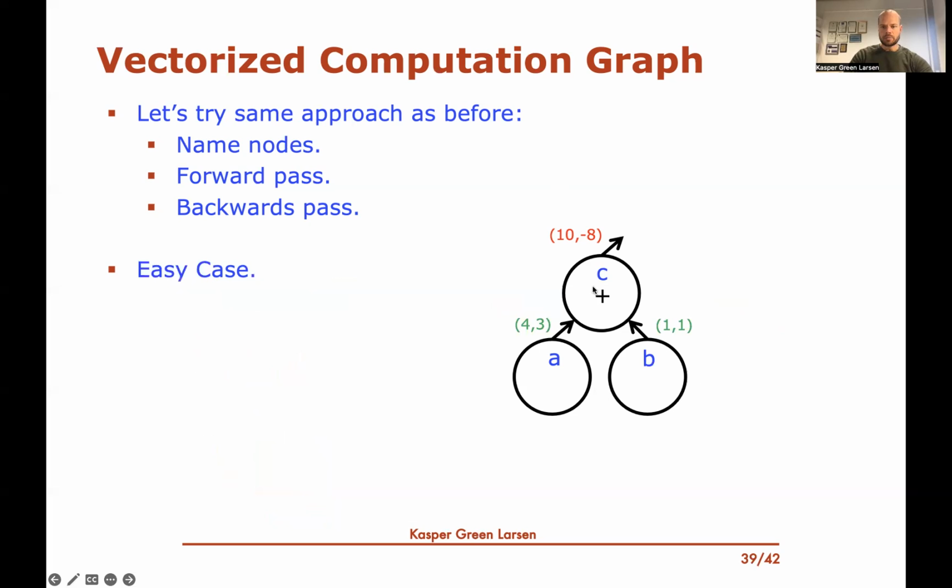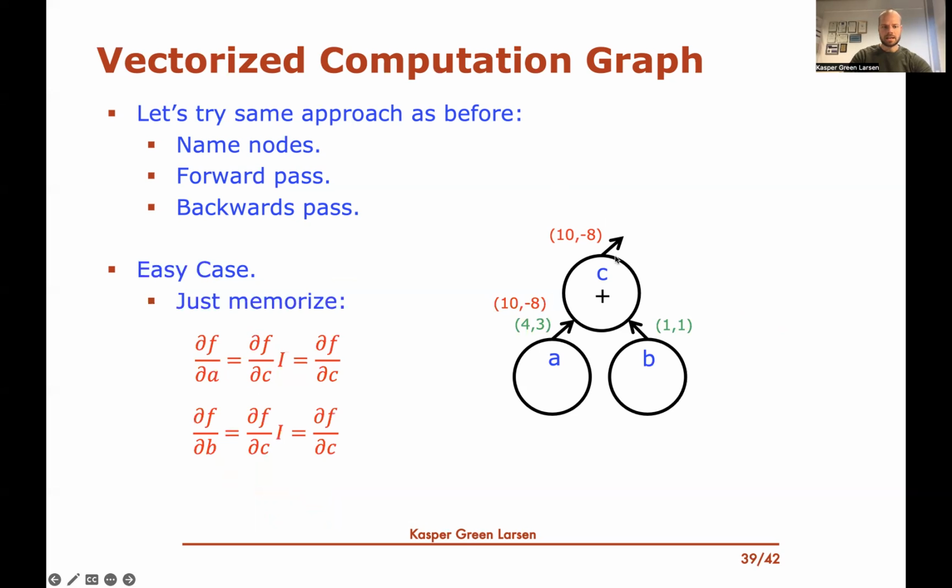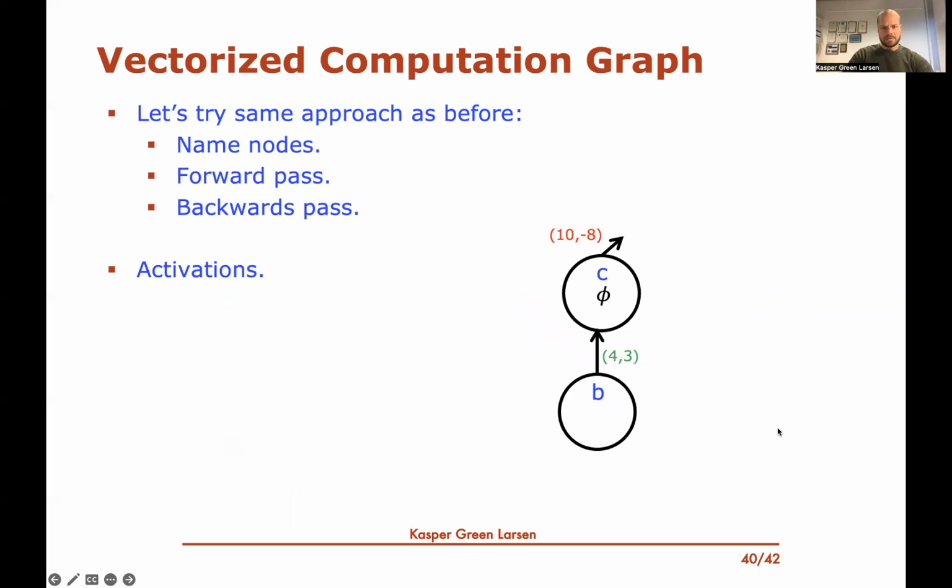When we had the summation node, this was the easy one, basically because this becomes the identity matrix if we look at the partial derivative of C with respect to A or C with respect to B. You just get the identity matrix. So basically just copy this 10, minus 8. This is what you do in both places. Whenever you have a plus, you just copy it. Very easy. Okay. Activation functions.